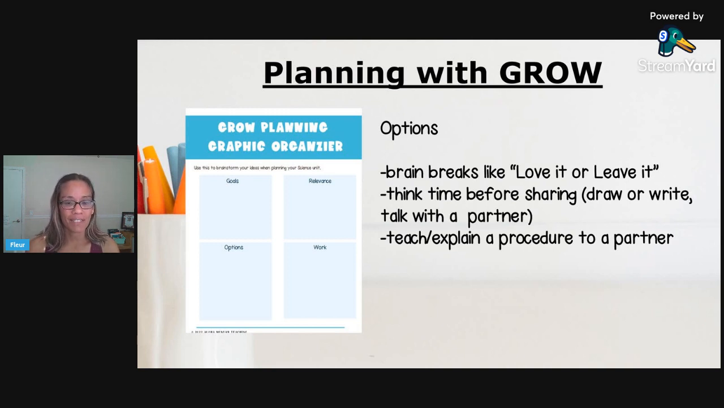You could give them think time before they share. Let's say you're doing group discussions or getting to know each other activities. Have them draw or write something, and then they can talk with someone before sharing out with the class. They could also teach or explain a procedure to a partner. Those are different strategies that we could use during instruction to get them to process the information we're teaching them and internalize it more.